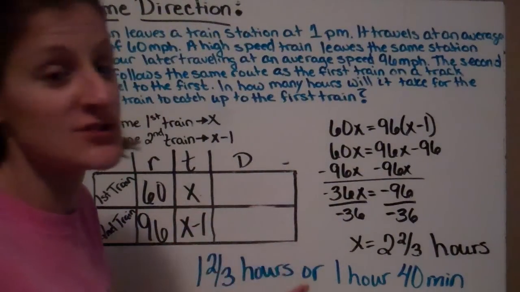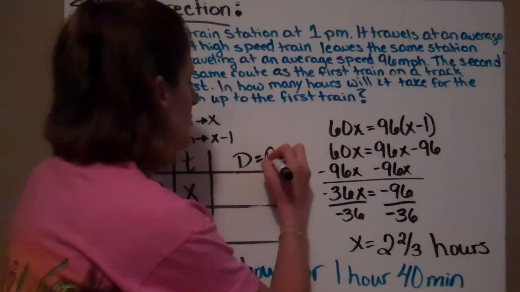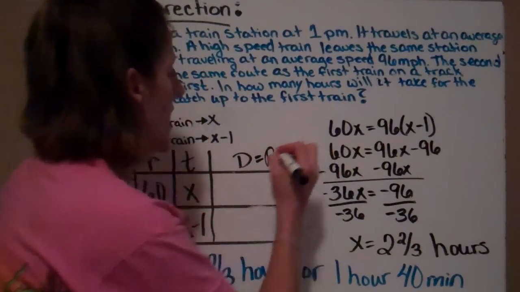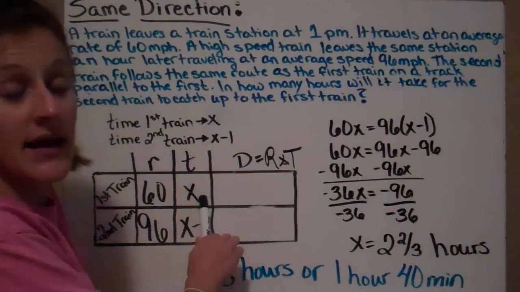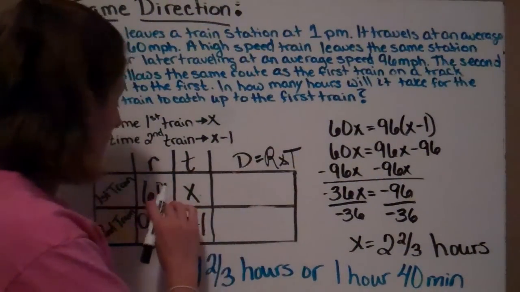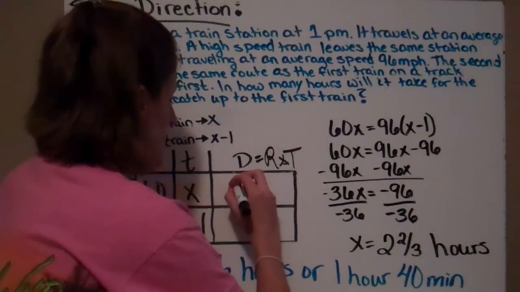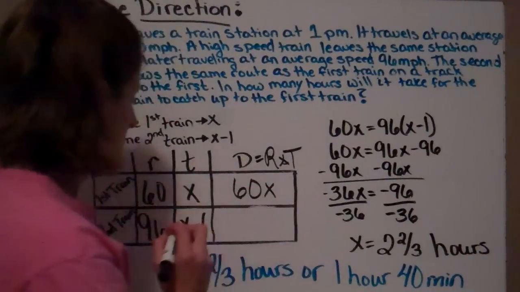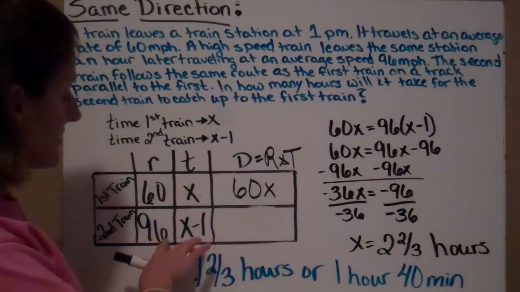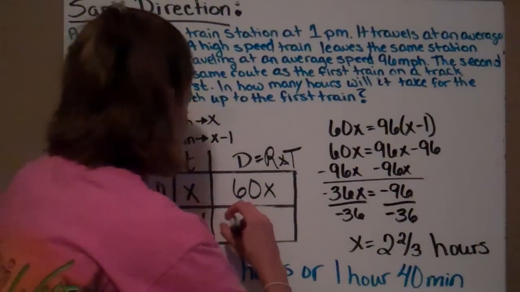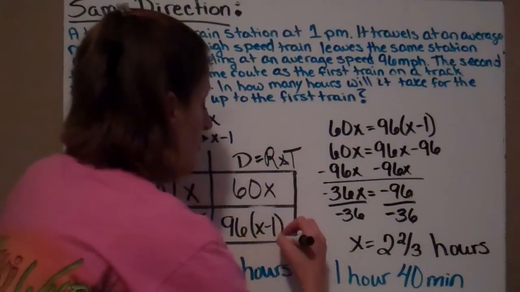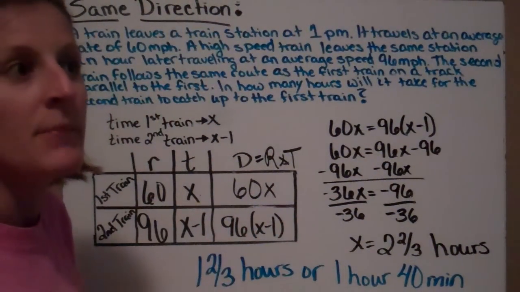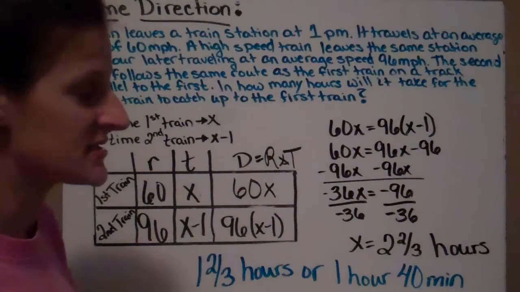Alright, so distance. Remember, distance is your rate times your time. I know my rate's 60, and I'm setting my x for my time. So if I multiply these two together, I get 60x. Now, same thing for here. 96 times x minus 1 is going to be my distance. Granted, it's an expression, but still it's considered our distance.